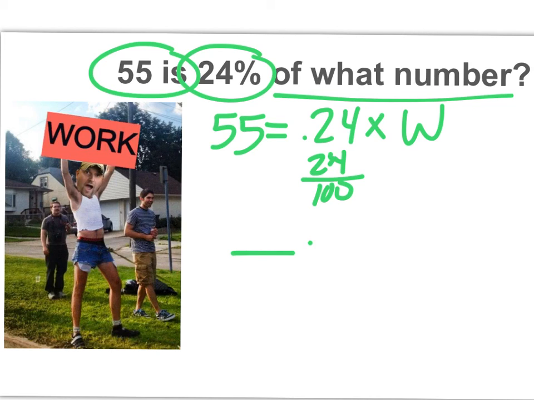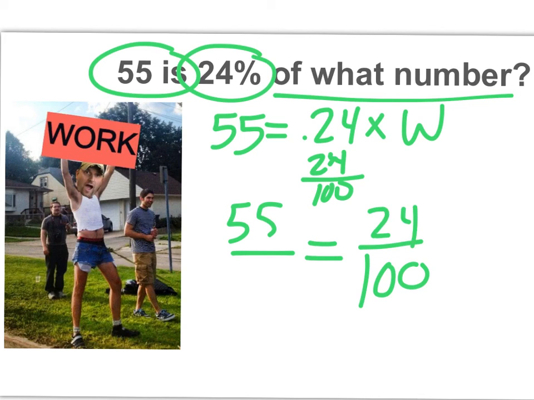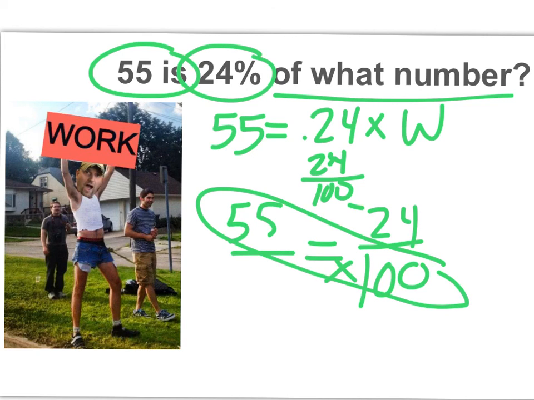I'm going to go ahead and set it up as a proportion as well. 55 is, that's the part, 24% of what number? Now I'm ready to multiply the diagonals and divide by the other one, and it comes out to 229.16 repeating, and that is your answer.